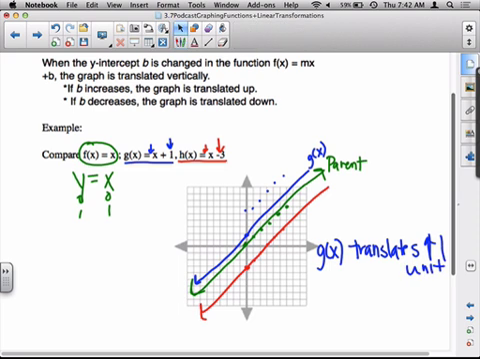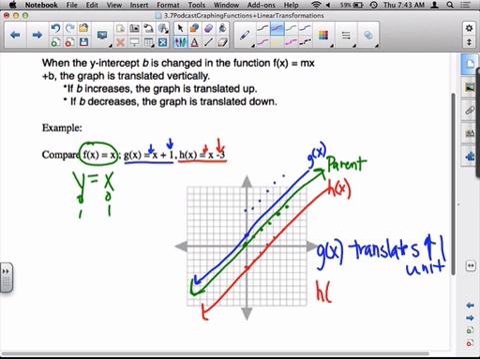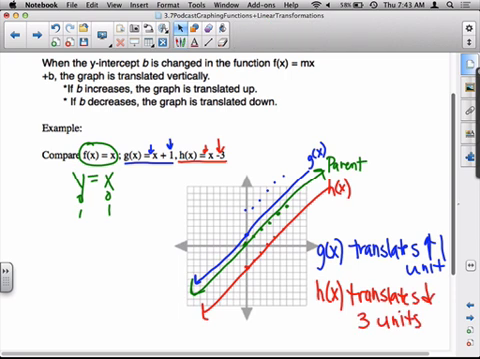unit. Okay, now my h of x, compare that to your parent function. So h of x, if I take it from this 0 point, it is translated down 3 units. So h of x translates down 3 units. Okay, so when we see a shift of the line just moving up and down, it is called a translation.